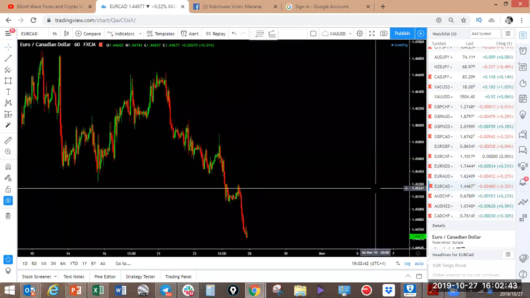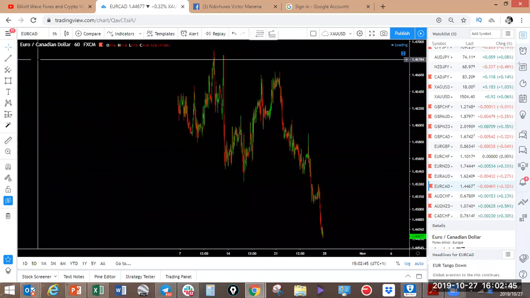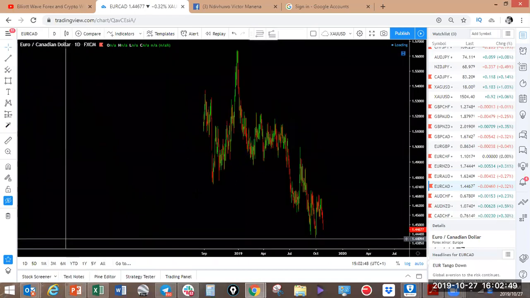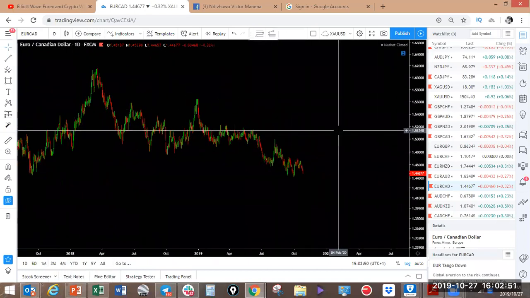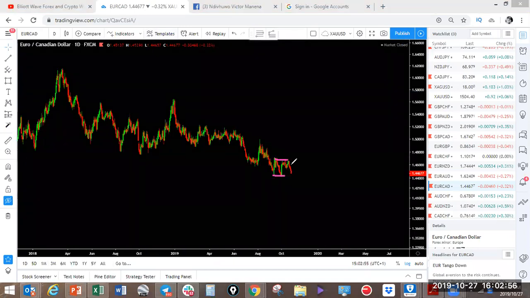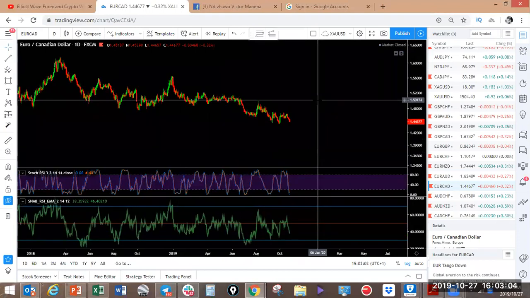EUROCAD. Let's get this on the higher time frame. So EUROCAD on the daily, you see that it has made this regular flat here. That's why we're coming down with this move. We should break the low here. Let's see if we've got divergence here. Okay, we already have divergence.